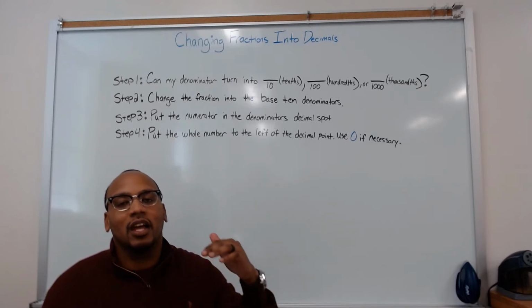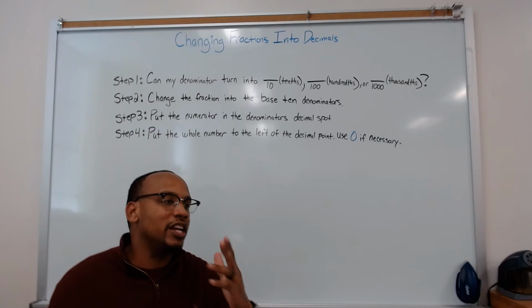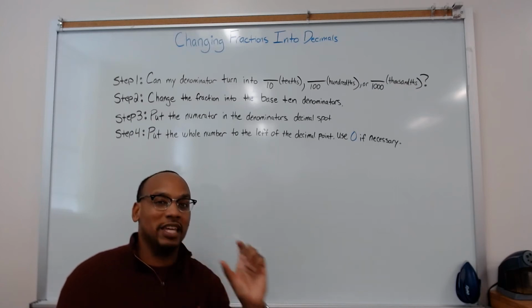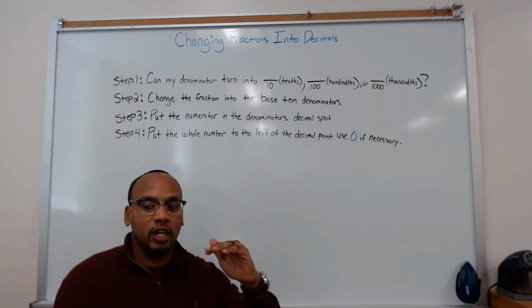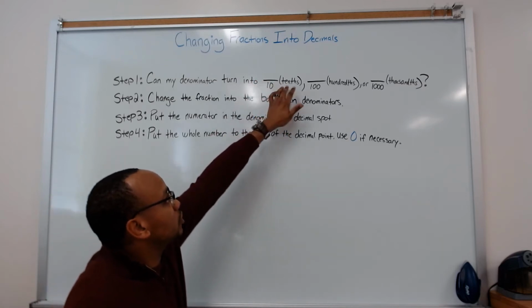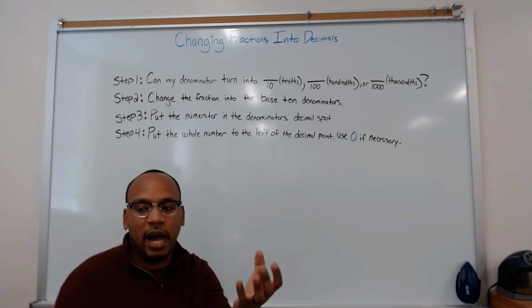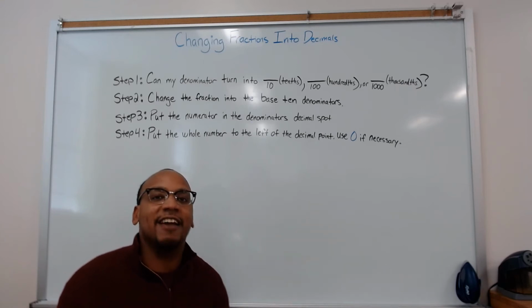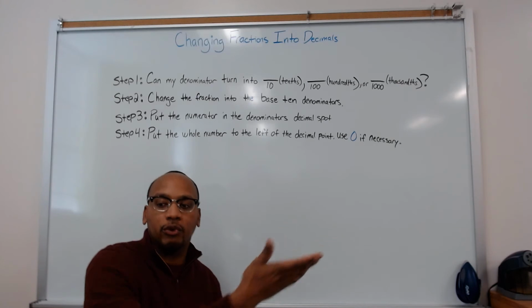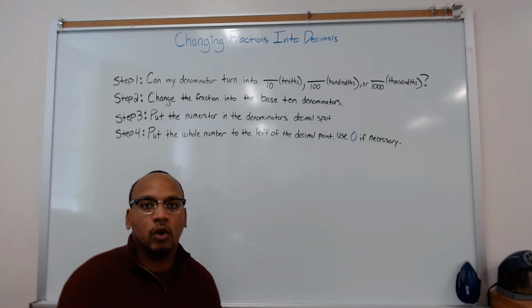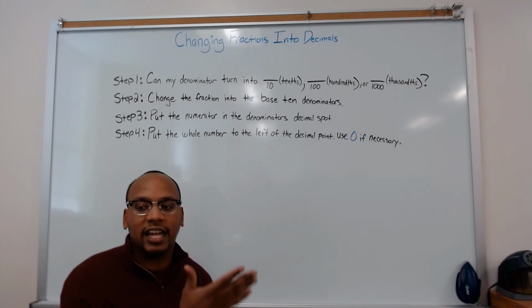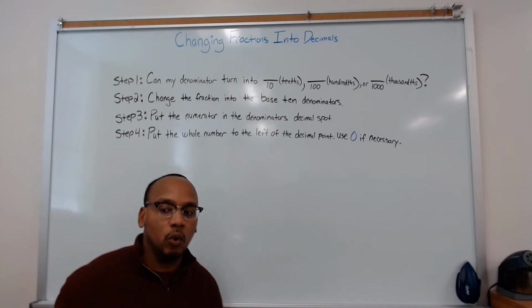Depending on what denominator you have to begin with, that will determine whether you're going to turn it into tenths, hundredths, or thousandths, based on the number at the bottom that you start off with. Not every denominator can turn into all three. Once I show you some examples, I'll show you what I mean.